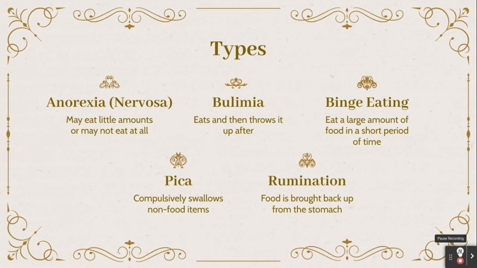Next is binge eating. This is when one might eat a large amount of food, but in a very short period of time. In some cases, one might try to hide the fact that they're eating an excessive amount of food because they're ashamed of it or they just don't want people to know, really.